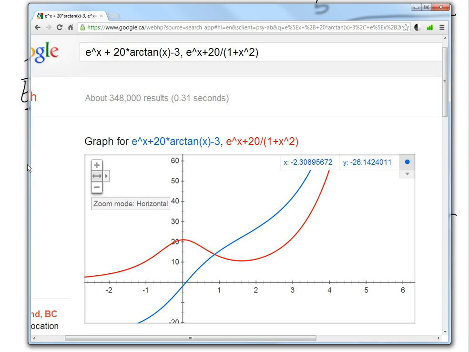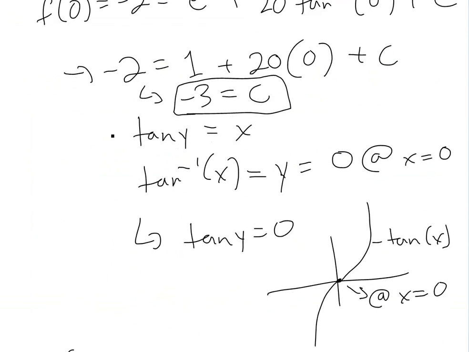So this could serve as a check for your calculations. So now let's look at a last example.